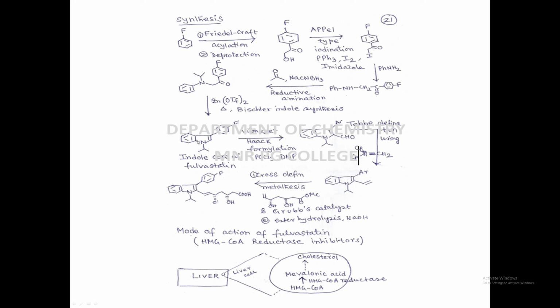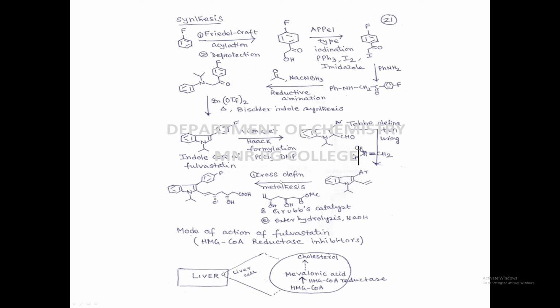Now this molecule is subjected to the Vilsmeier-Haack formylation reaction by using the reagents in this step, POCl3 and DMF. Now the formylation has happened and then this is subjected to the Tebbe olefination. This is an organometallic compound and the CHO gets converted into the olefin. So this carbon and this CH2 will be making the double bond.